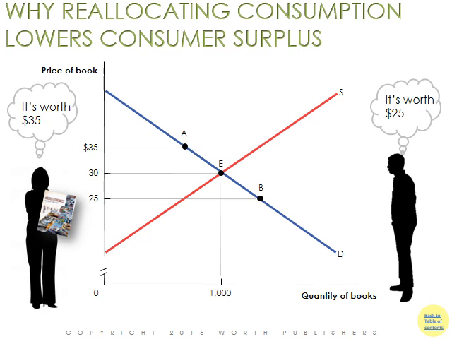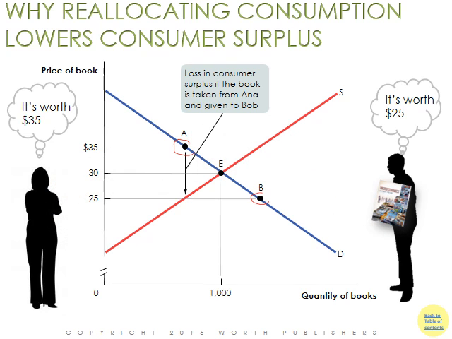The market allocates consumption of our textbook to consumers that are willing to pay the most. The woman on the left is willing to pay $35 for the textbook. The gentleman on the right is only willing to pay $25. So if the market price is $30, the woman on the left is able to purchase the textbook, but the gentleman on the right is not. Allocating the textbook to the gentleman on the right would reduce consumer surplus and result in less efficiency.